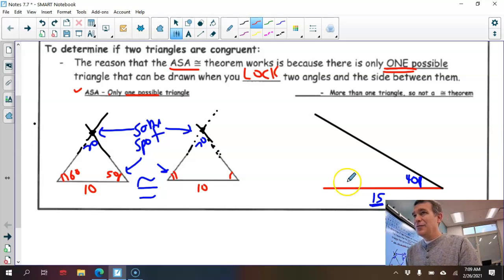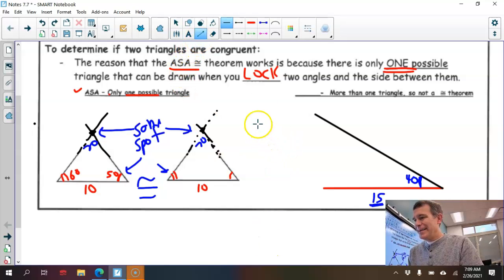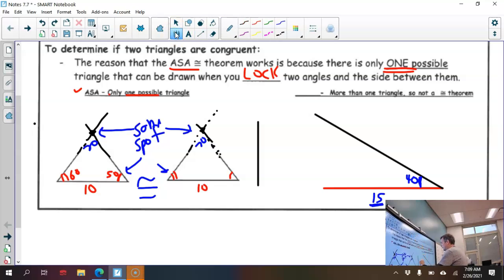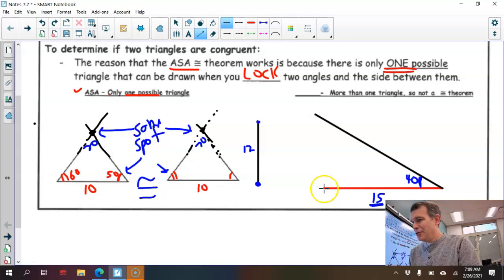And then I'm going to lock in one more thing. I'm going to lock in one more side. I'm going to take this segment, and I'm going to say that segment has a length of 12. And I'm locking in this length of 12 as the third side. But watch. I can take this length of 12 and I could put it here.